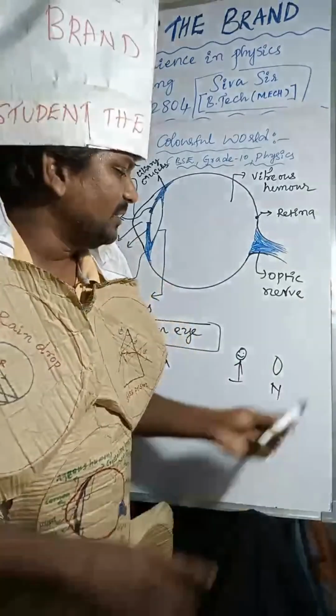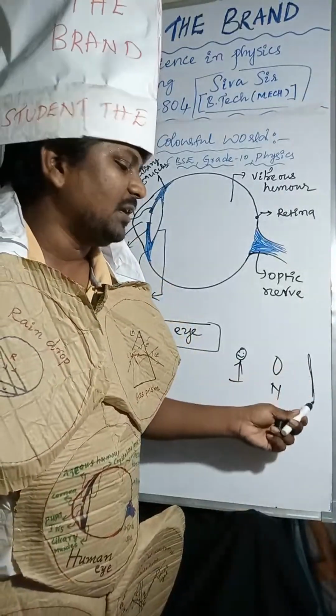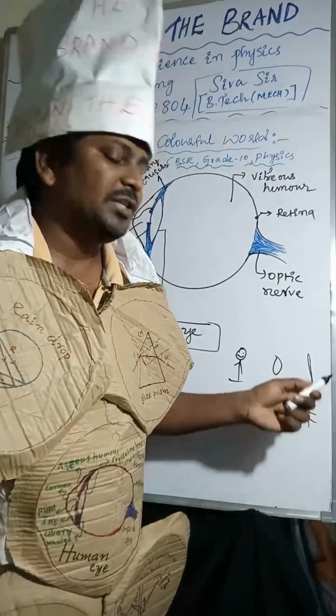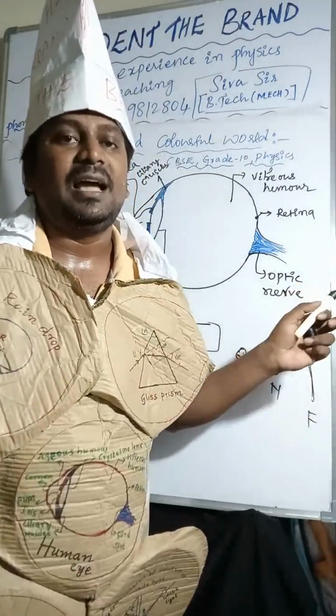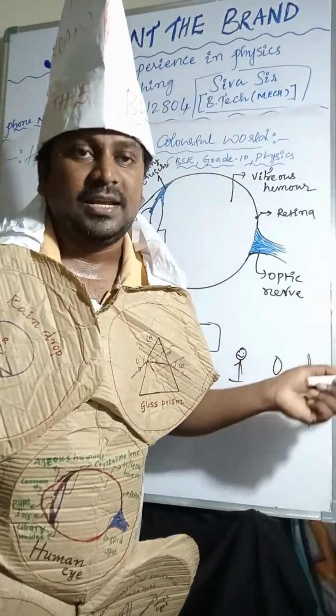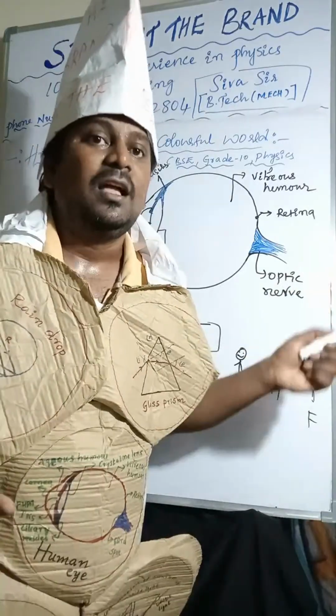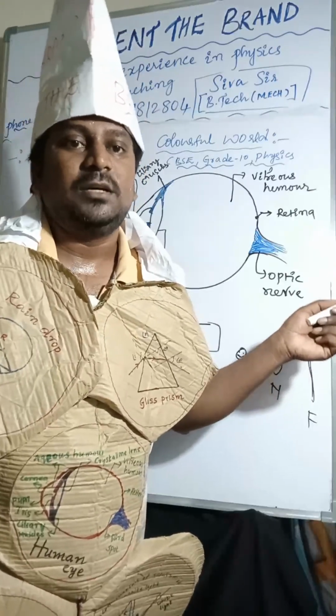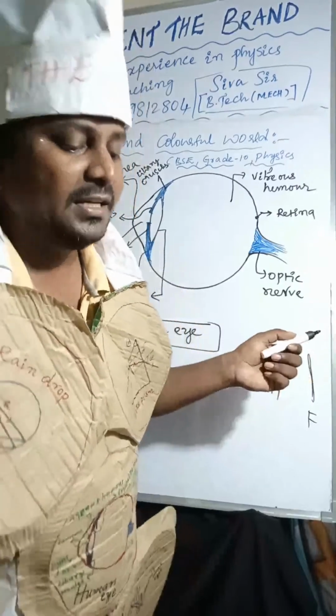So when you are seeing a far distance object, the eye lens becomes thin. So the eye lens will be relaxed. Ciliary muscles will be relaxed. Eye lens will be thin. Focal length increases. So by that we are able to see the far distance object.